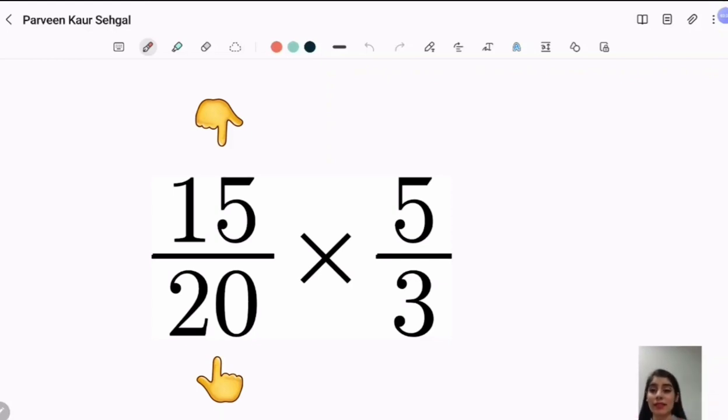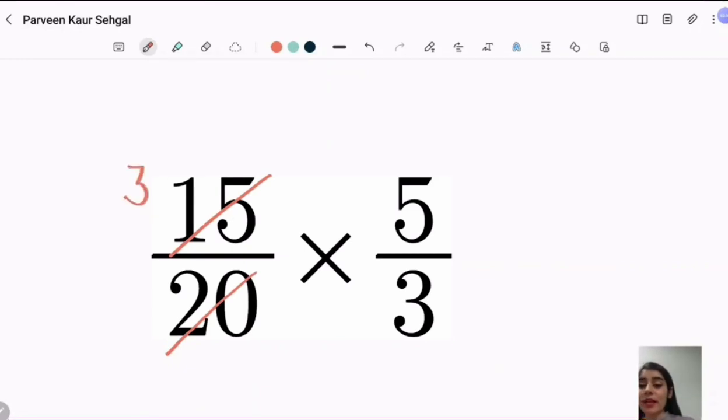Now we can do the cancellation of 15 and 20. 15 comes in the 5 table at 3 and 20 comes in the 5 table at 4. So we will cut or do the cancellation with 15 and 20 and write it as 3 and 4. Now we are left with 3, 5, 4 and 3.